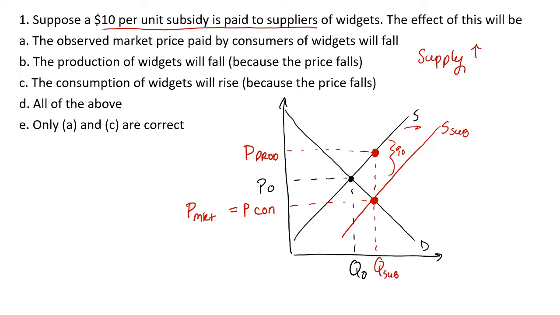So let's see our options. Our first one says the observed market price paid by consumers will fall. And we see price go from P0 down here, so that is indeed true. The second one says the production of widgets will fall because the price falls. Well, we saw that our production goes up, so that's not true. Then C says the consumption of widgets will rise, which is also true. So our option here is both A and C.